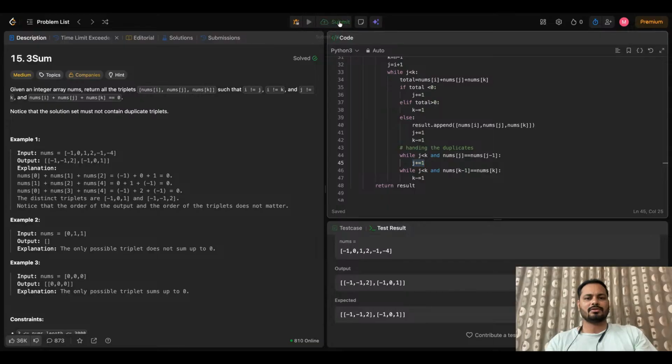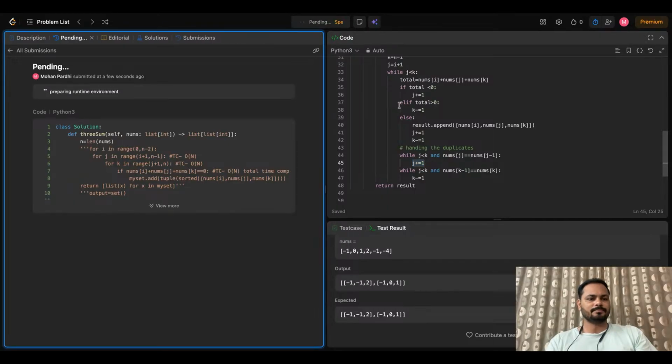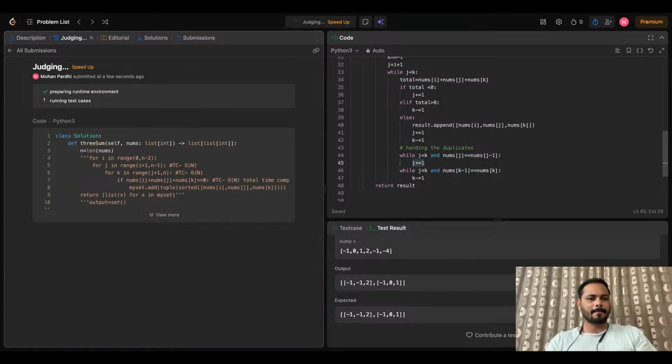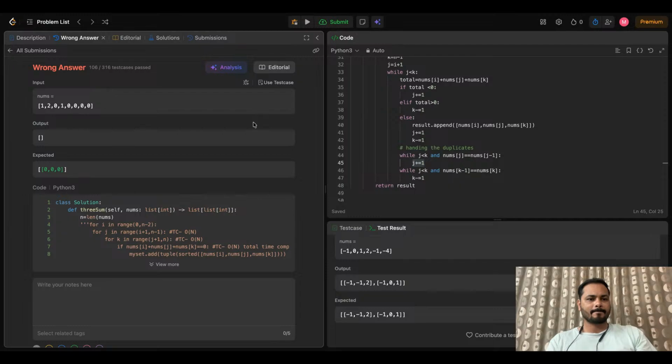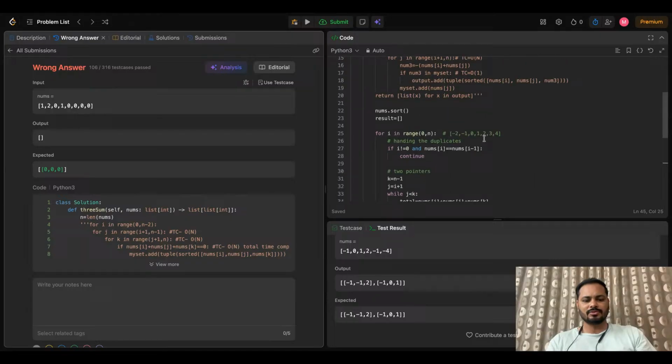Okay, let us try submitting this code. Okay, certain test cases are not getting passed.